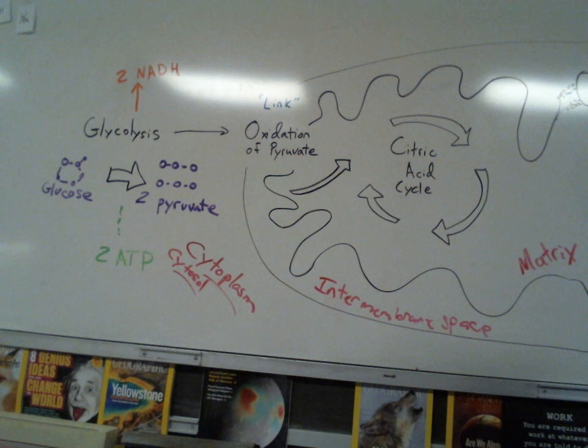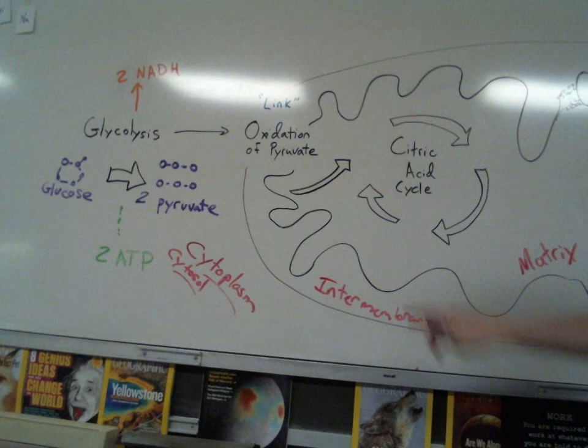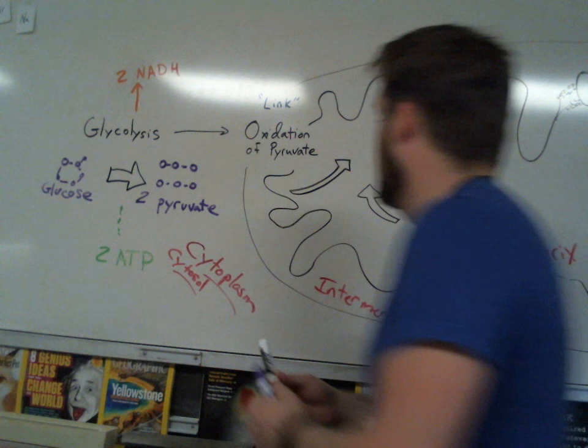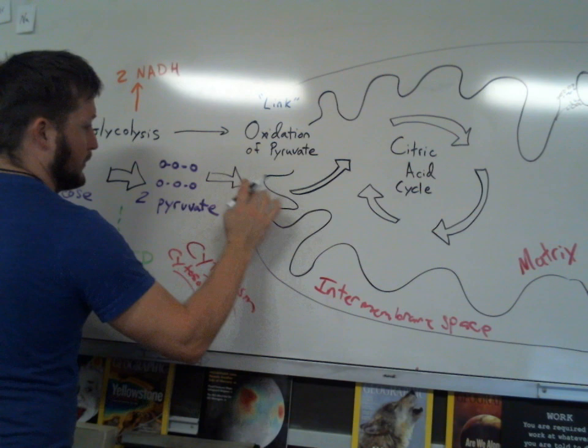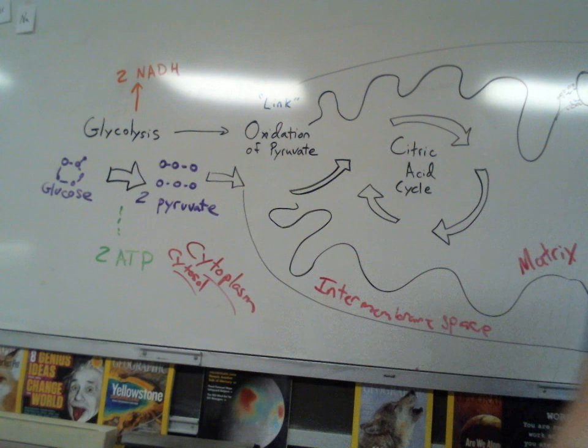Back to purple. What happens to our 2 pyruvate? Once our enzymes have done their thing, what are we ending with in oxidation of pyruvate? We're going to start with 2 pyruvate, and they're going to go in. What do you get? What's your molecule? Look at your sheet. There's two of them. You want to be on page 147. Acetyl-CoA. Okay, you guys got that? How many carbons are in an acetyl-CoA? Two.